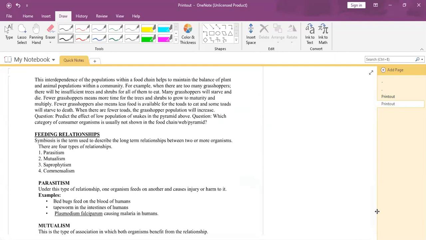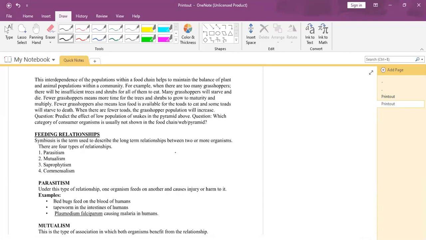All right, so let's summarize with what I have here. It says, this interdependence of populations within a food chain helps to maintain the balance of plant and animal populations within the community. For example, when there are too many grasshoppers, there will be insufficient trees and shrubs for all of them to eat. Many grasshoppers will starve and die. Fewer grasshoppers means more time for the trees and shrubs to grow to maturity and multiply. Fewer grasshoppers also means less food is available for the toads to eat, and some toads will starve to death. When there are fewer toads, the grasshopper population will increase.